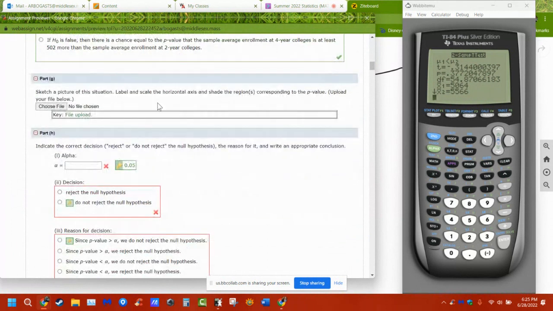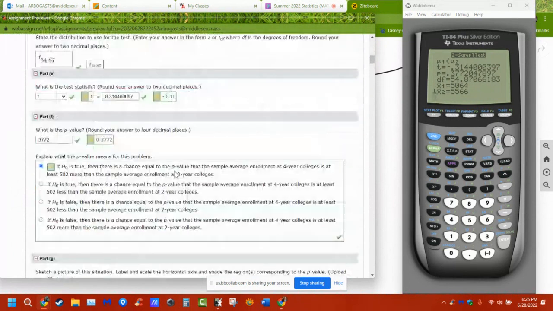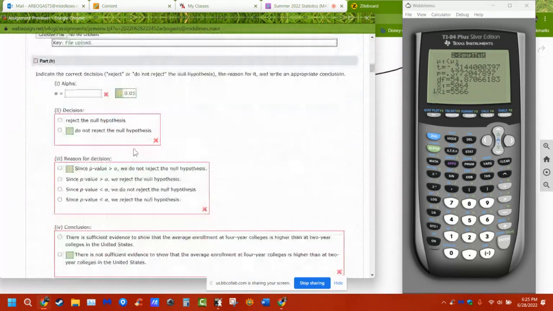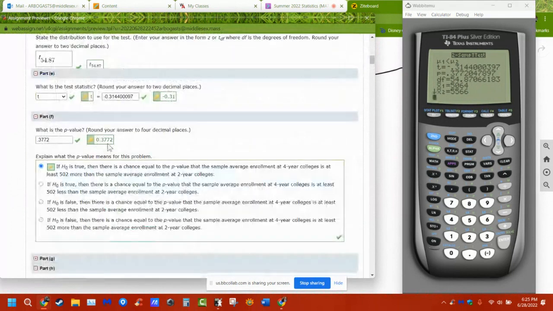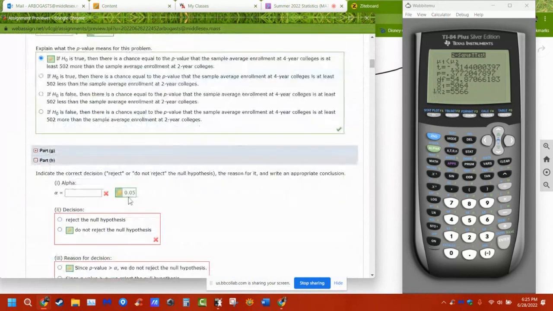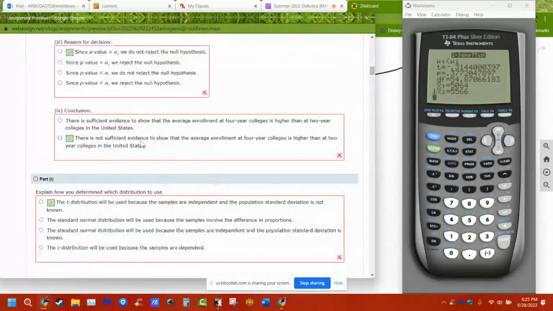We're testing it against a 0.05 alpha because I said so. Right here at the 5% level of significance. What are we going to do? We're going to not reject because this here is bigger than this here. So, see, the p-value is greater than alpha. We do not reject, and there isn't sufficient evidence.